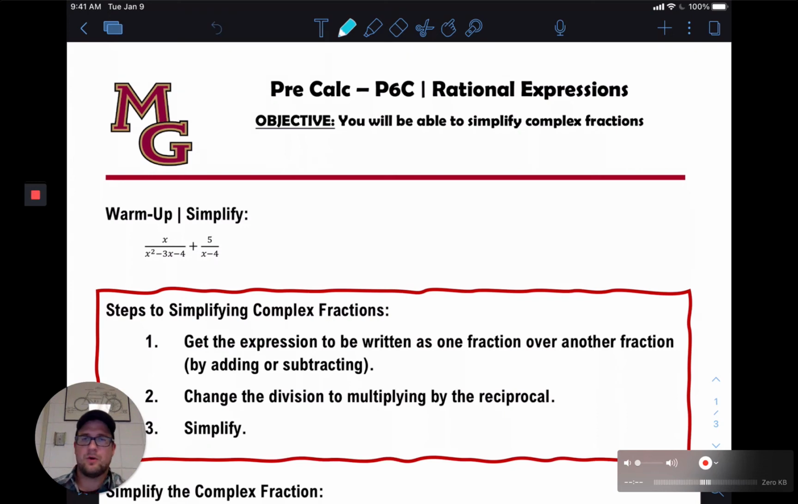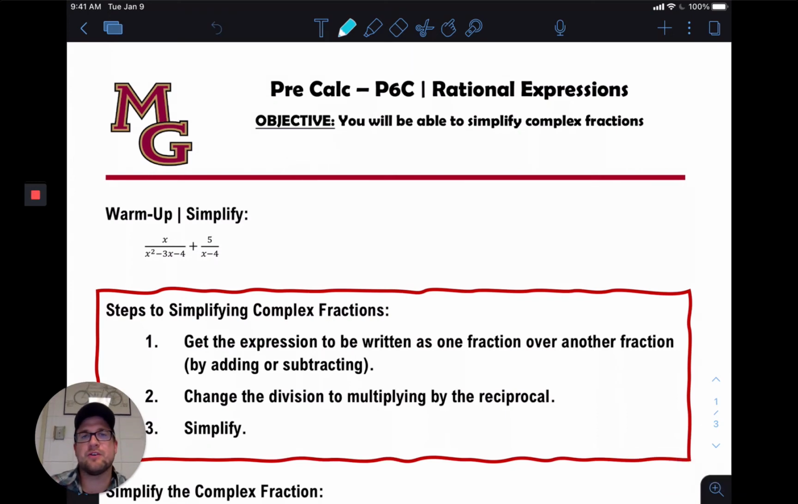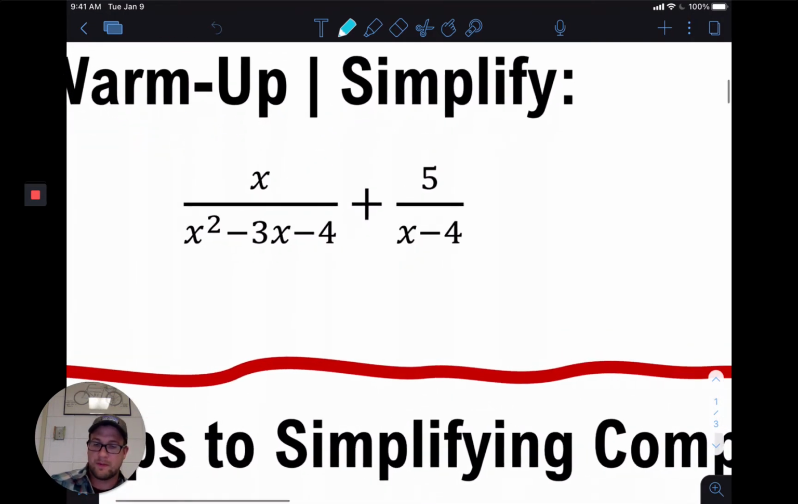Hi everyone, welcome back. Today we're going to be talking about standard P6C, rational expressions. Our objective today is that we will be able to simplify complex fractions. Now to start, let's first start by just doing a warm-up problem.